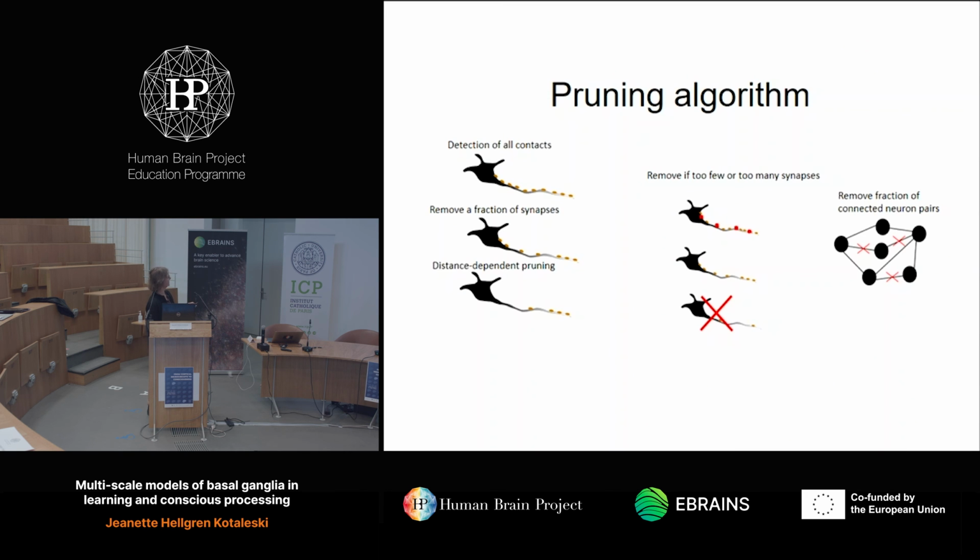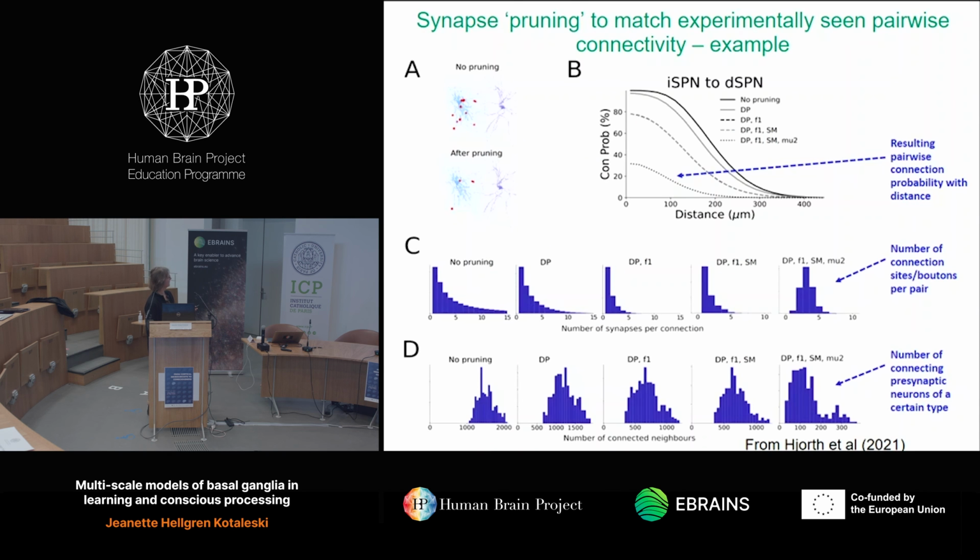And these pruning algorithms contain different steps. You can detect all the contacts, remove a fraction of synapses, do distance-dependent pruning, make some sanity check, not too few, not too many. Also remove a fraction of connected pairs. And then when you have done these steps, you come up with a sort of final prediction for particular pre- and postsynaptic neuron types, resulting pairwise connection probability with distance. And you know the number of connection sites per coupled cell pair and number of pre- and postsynaptic neurons. And these kind of predictions you can then compare to what is known or estimated based on data.